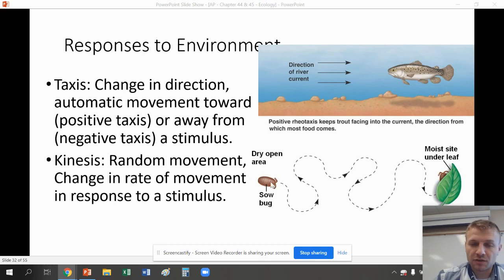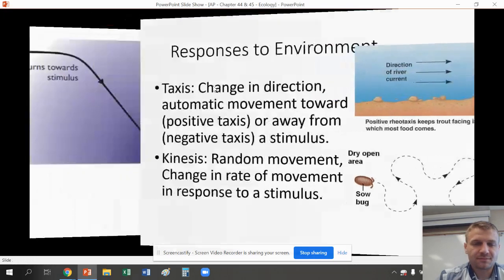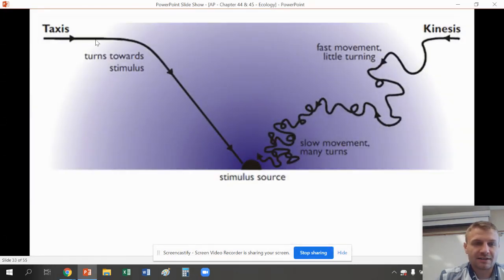Kinesis, this is just random movement. So you can see this little pill bug, and he just randomly moves, and he's going to change the rate of the movement based on the stimulus. So if he likes an area, he's going to slow down. If he doesn't like an area, he's going to quicken up, and then maybe he likes this area, so he slows down until he finds an area, and maybe he might stay there for a while. So this is kinesis. Taxis is more directional. Kinesis is more just random. You can see here, taxis is right towards the spot, and then kinesis is kind of random, and it will eventually find its way there and then slow down and maybe even stop.